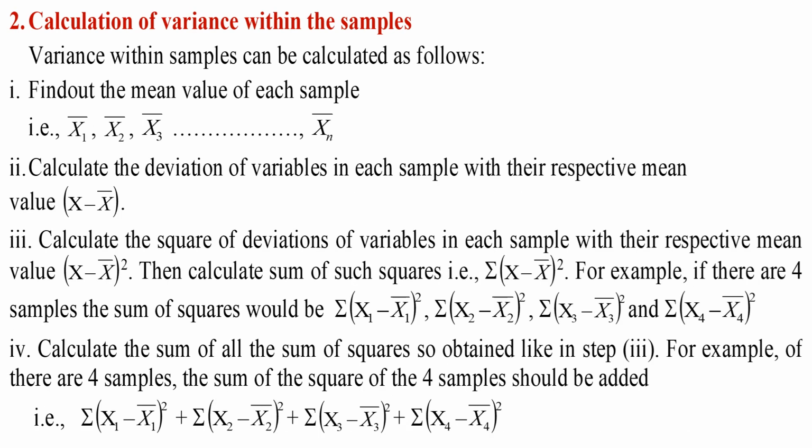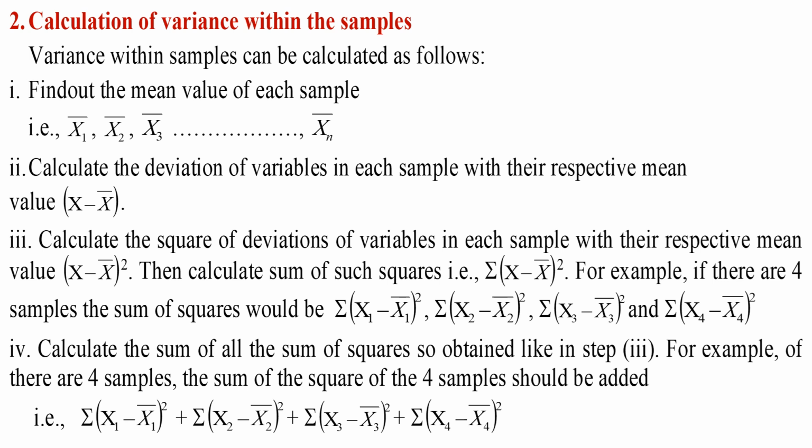2. Calculation of variance within the samples. Variance within samples can be calculated as follows. 1. Find out the mean value of each sample. 2. Calculate the deviation of variables in each sample from their respective mean value. 3. Calculate the square of deviations of variables in each sample from their respective mean value. Then calculate the sum of such squares.